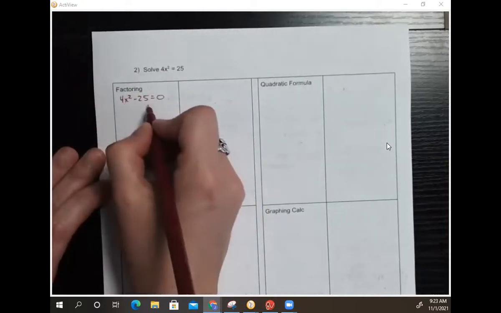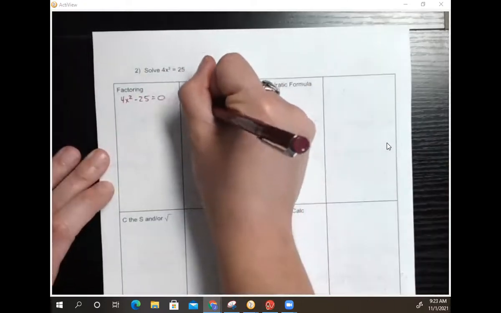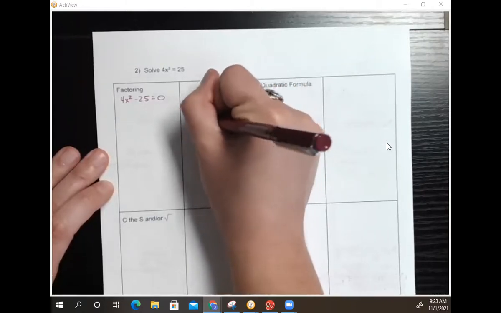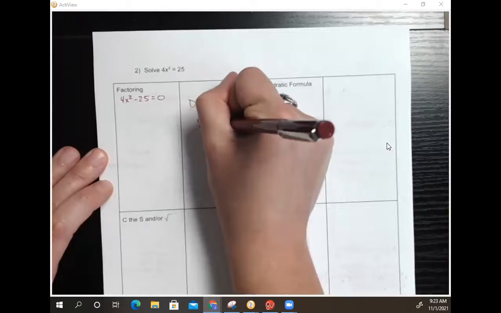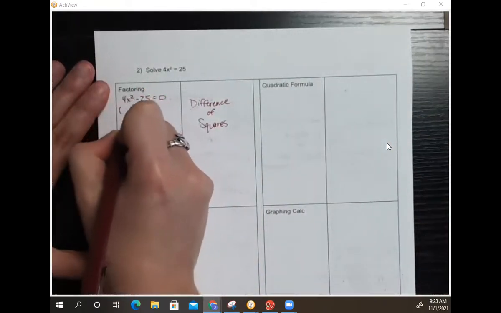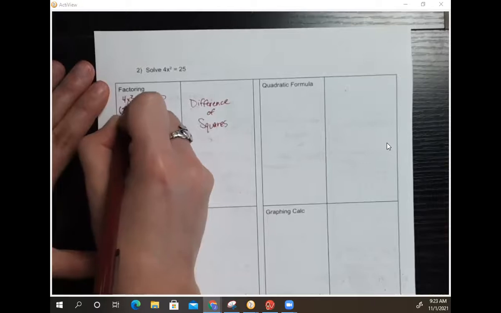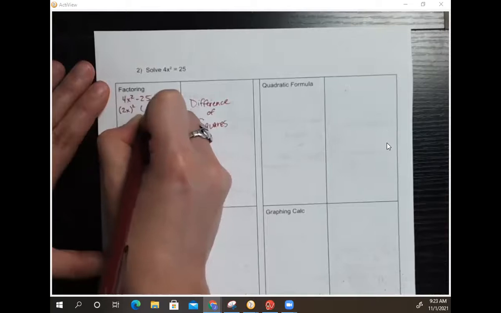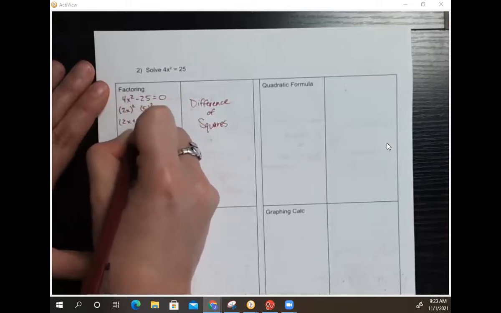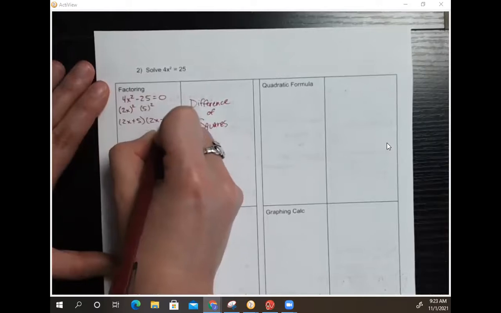And now 2 terms, even degree, subtraction. This is a difference of squares problem. What did I square to get the first term? 2x, there we go. And then how about the second term? So my factors would be 2x plus 5 and 2x minus 5.